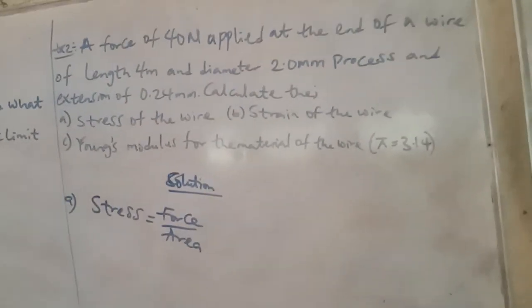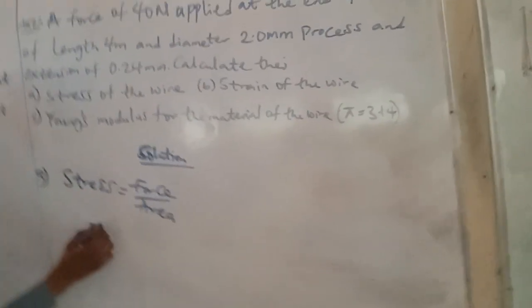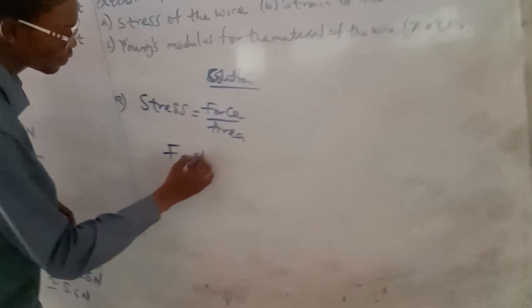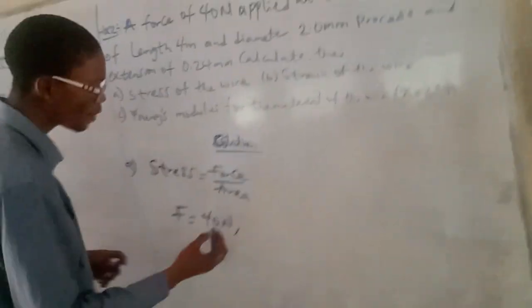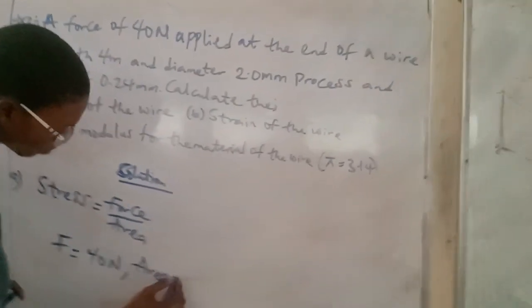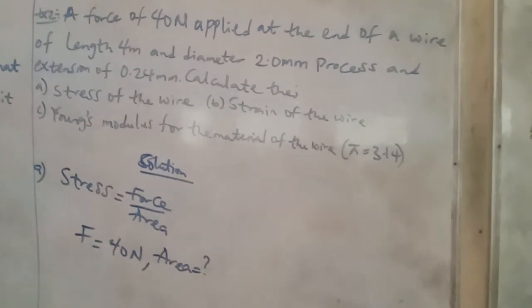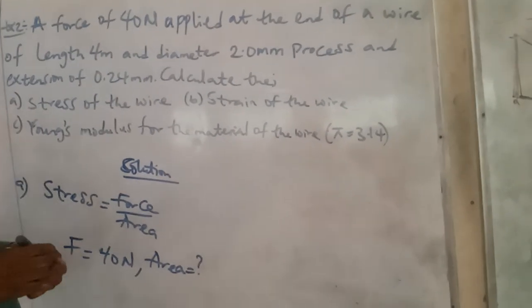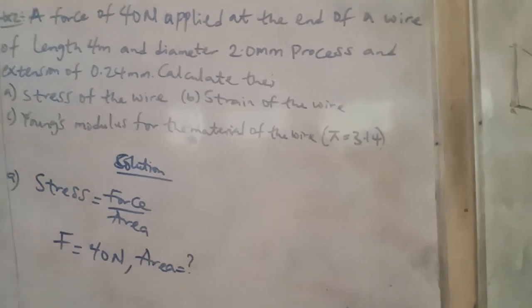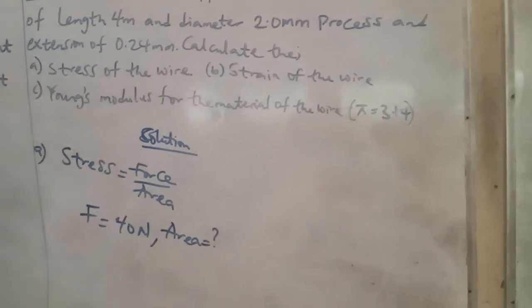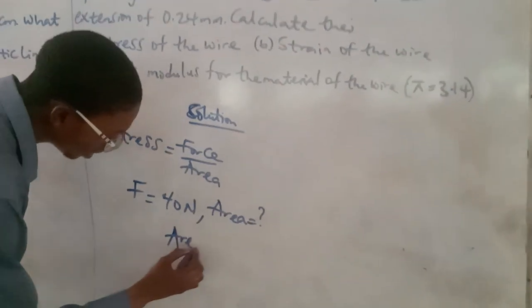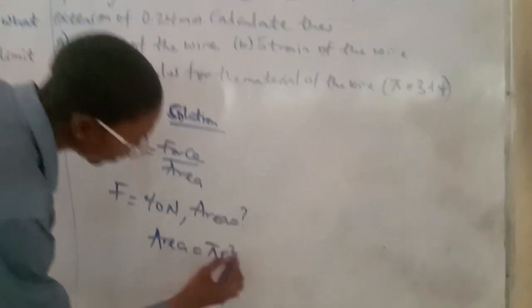Now, from the question, we are given our force. Our force F is 40 Newton. But our area is not given, which we can find out ourselves. Now, our area can be found using what? What is the area for a circle? That is pi r squared. So area equals pi r squared.